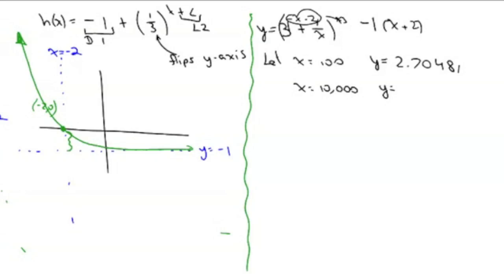Hold on, I got you. 10,000. They have to be exactly the same number, otherwise it doesn't work. 2.718, blah, blah, blah.